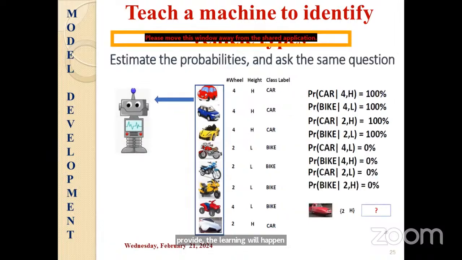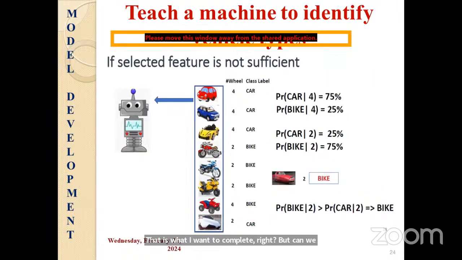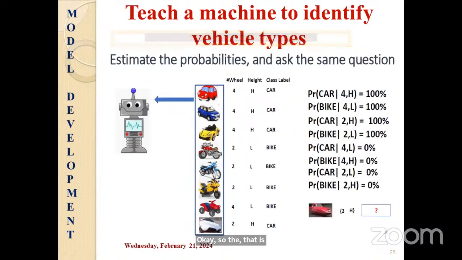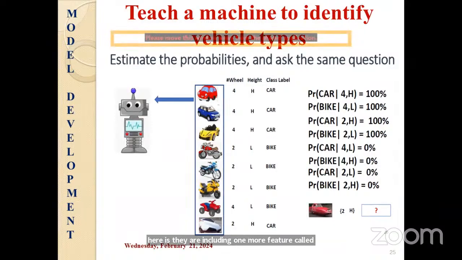But can I decide whether it is a car or bike based on only one feature? No, that is not correct. So the selected feature is not sufficient, that is what it says here. So what happens here is they include one more feature called height. Earlier, when I just started, I had given some values over there. Instead of those values, we are giving some abbreviated labels.